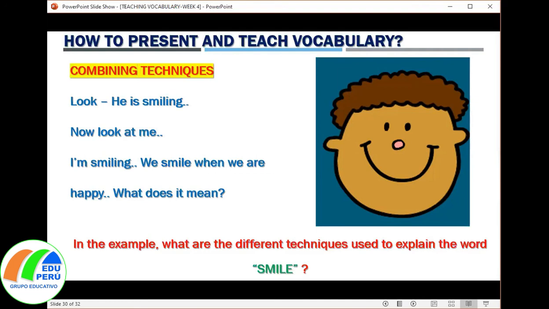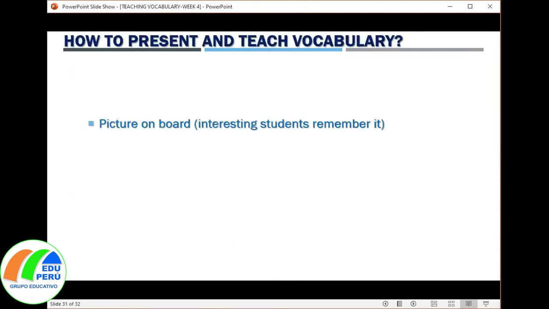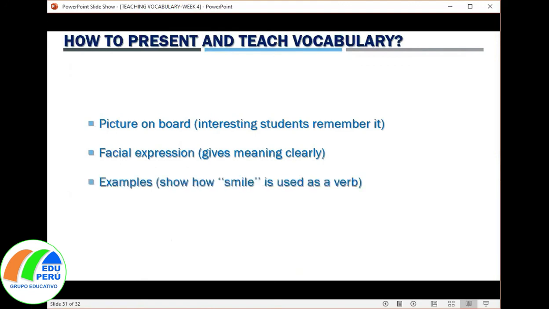All right, notice here the different techniques. We are going to analyze this. The first one is what you told me, picture. Picture on the board. Interesting, students remember it. The other is the gestures. Facial expression gives meaning clearly. Examples. The teacher gives an example to show how smile is used as a verb. And at the end, maybe a translation to make sure everyone understands.